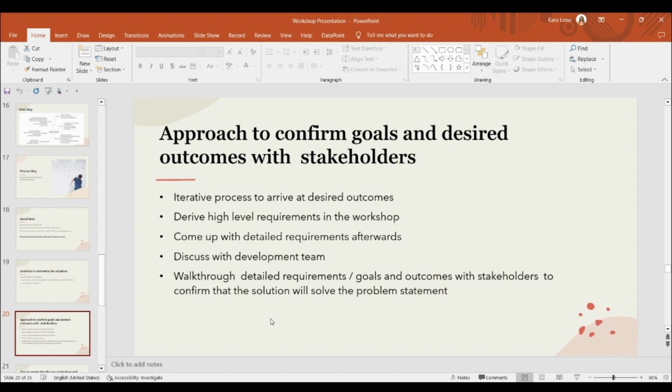But you need to be able to come up with an approach for this. So there's an iterative process to arrive at desired outcomes. You derive high-level requirements in the workshop. So you're not trying to get down into the details in the workshop. It's too many people to get into the weeds. So it's really just a high level. What do they like to see at a higher level? And then they come up with detailed requirements afterwards. So once you get the high level things, you get the things that are bogging down the speedboat, the things that are not being bought with the buy a feature game, right? These are the leftover things, and you'll be like, okay, nobody likes these features.